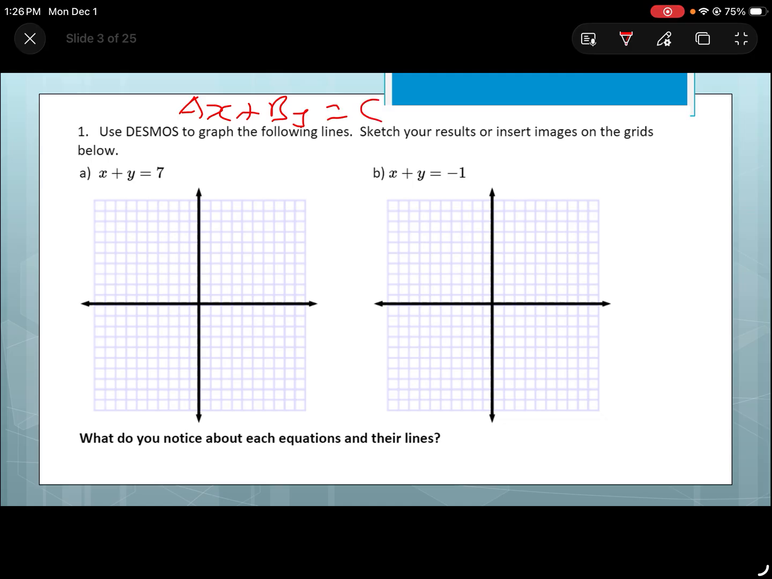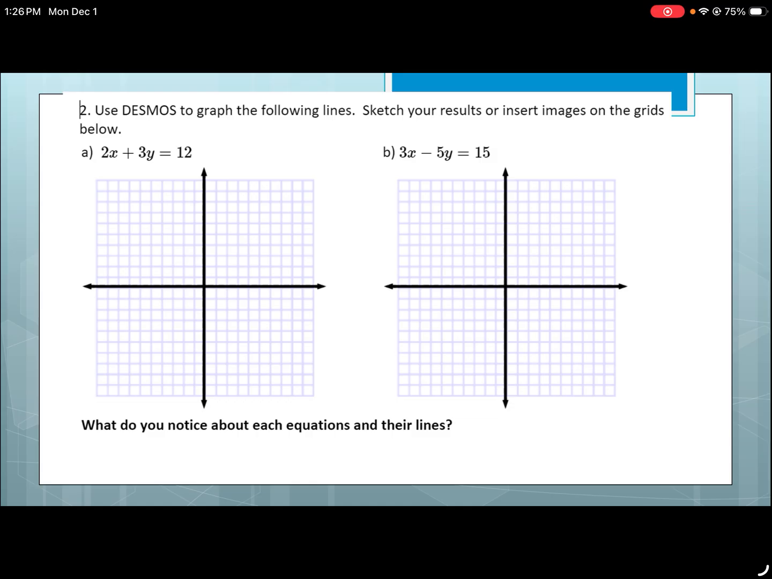And so this is in the form of ax plus by equals c, where the numbers basically always add up to be that number. All right? So let's have a look. What about these? What's interesting about this? 2x plus 3y is 12. Well, 2 times something plus 3 times something is 12.